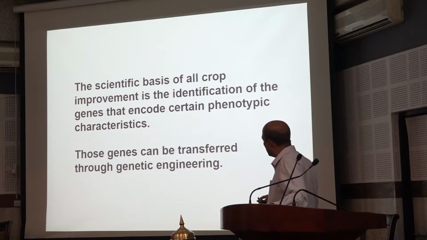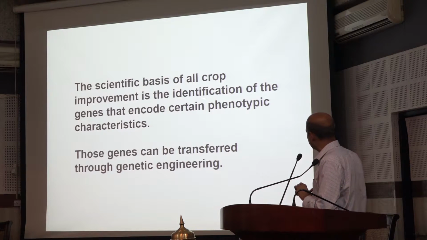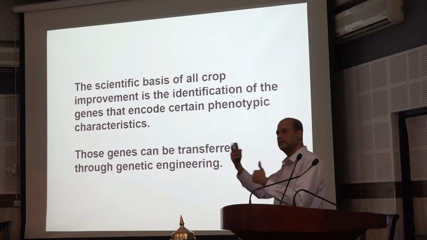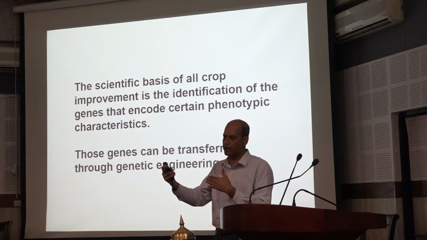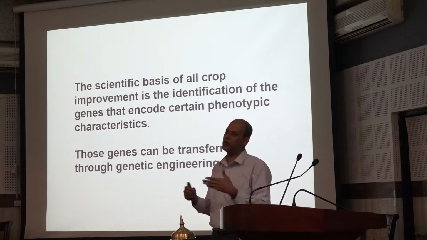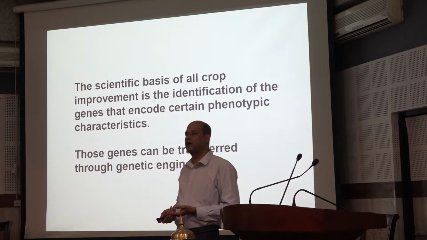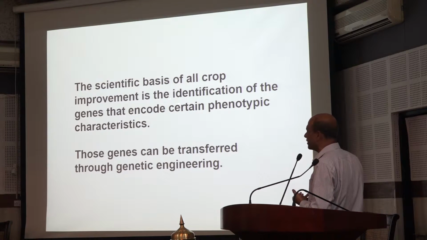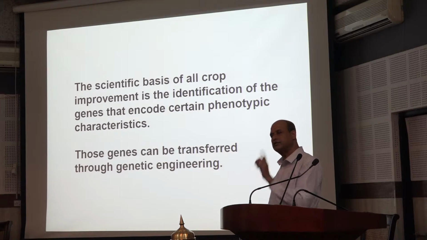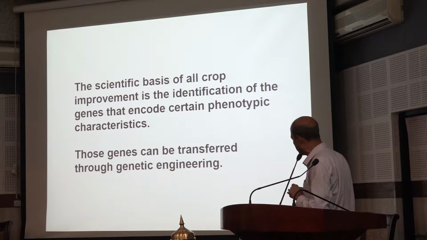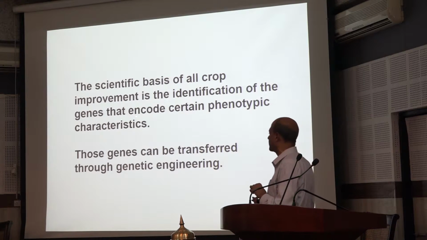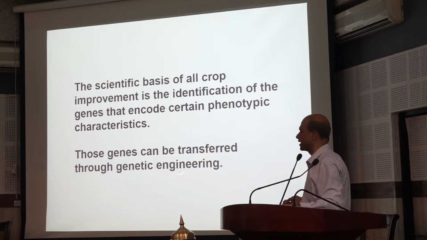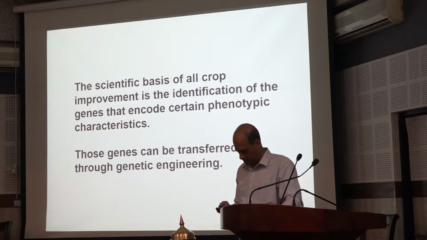The scientific basis of all crop improvement, the first thing, is the identification of the genes or the gene products. The students sitting here in this auditorium, you understand the relationship between a gene and a product. A gene is nothing but a DNA sequence, and when this DNA sequence is translated, it gives rise to a protein, and the protein is nothing but the character or a trait. So what we are saying is that the main basis for crop improvement is that you have to identify a gene or a gene product, that is the protein, and that corresponds to a phenotypic characteristic. Once you identify a protein or a gene, you can transfer it to a crop through genetic engineering, and that is what I will tell you in the next several slides.